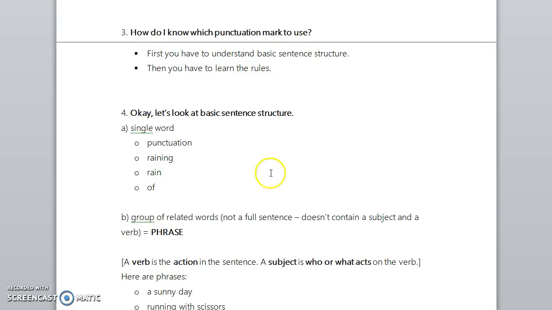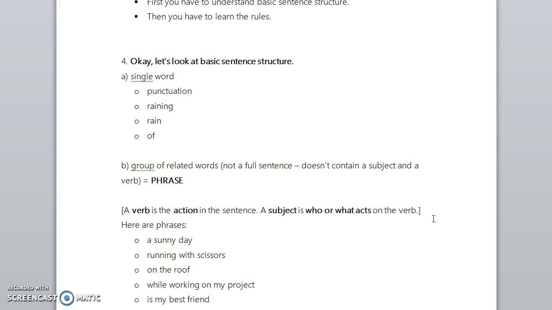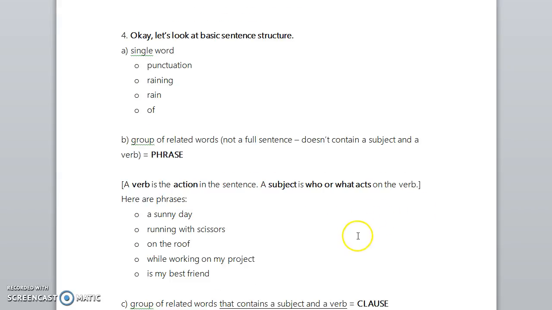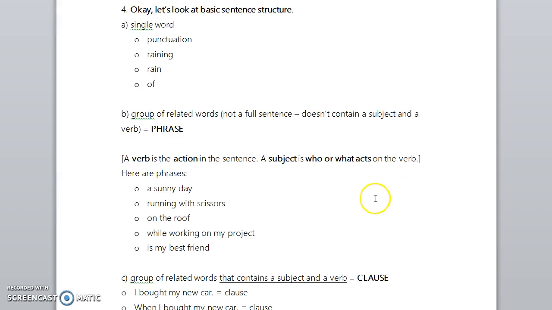Naturally, we have single words like punctuation, raining, rain, of. We could have a group of related words that are not a full sentence, meaning they don't contain a subject and a verb. This would be a phrase. By the way, a verb is the action in the sentence. A subject is who or what acts on the verb. Here are phrases: a sunny day, running with scissors, on the roof, while working on my project, is my best friend.